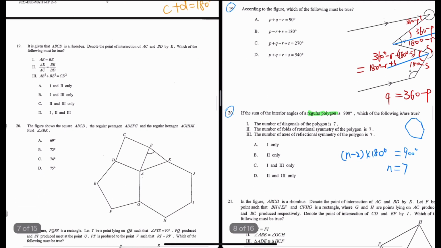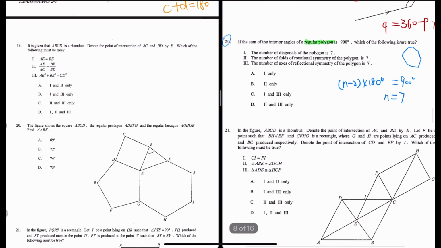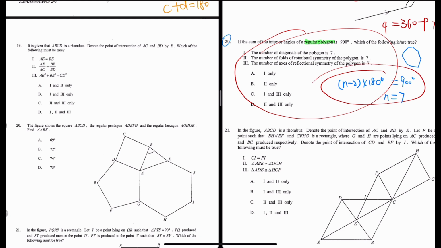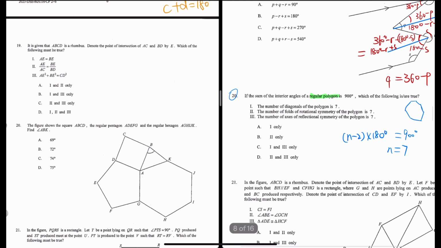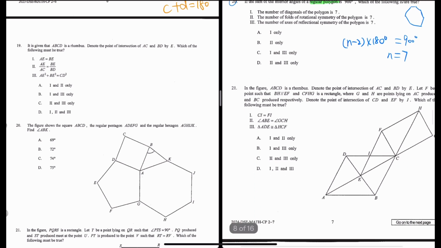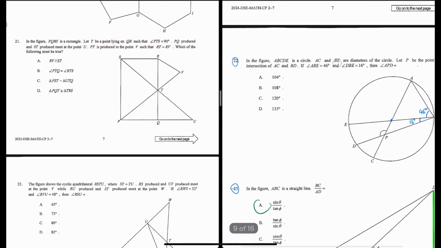So those, you can skip first. If you have time, you come back to do them. This one, yes, you need to memorize these formulas here. And then the rotational symmetry: if it's regular with 7 sides, it has 7 rotational symmetries. Reflectional symmetry: if it's regular with 7 sides, it will have 7 lines of reflectional symmetry. And this one, just skip. This one you can draw it. For this one, you can draw it out.